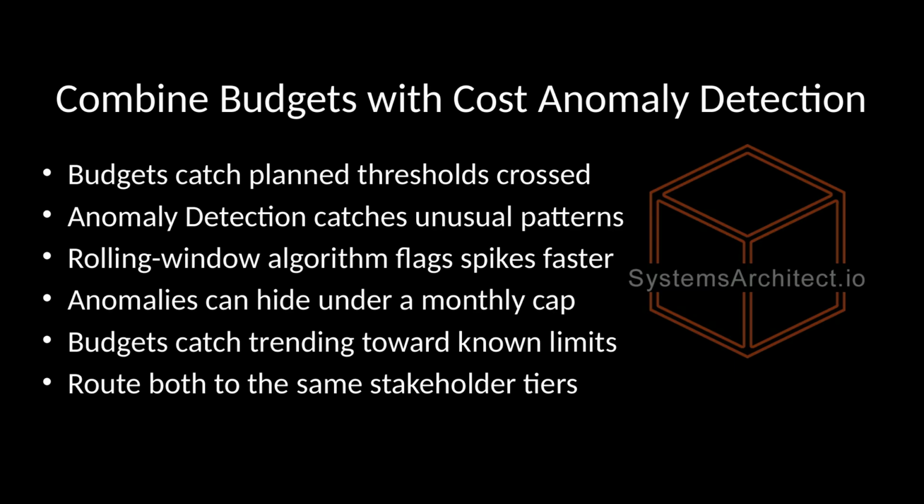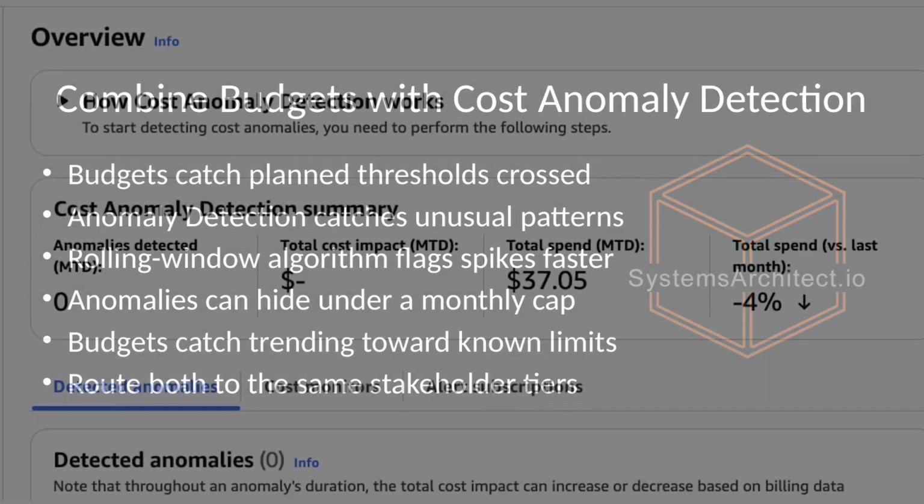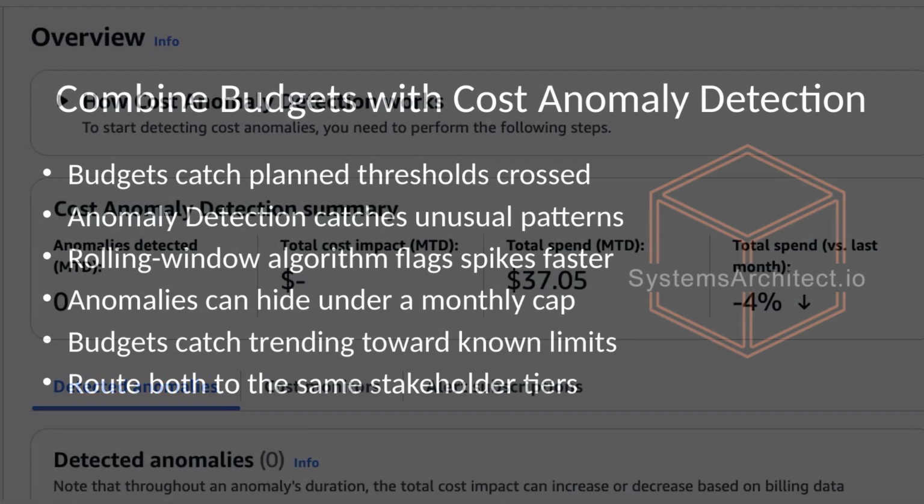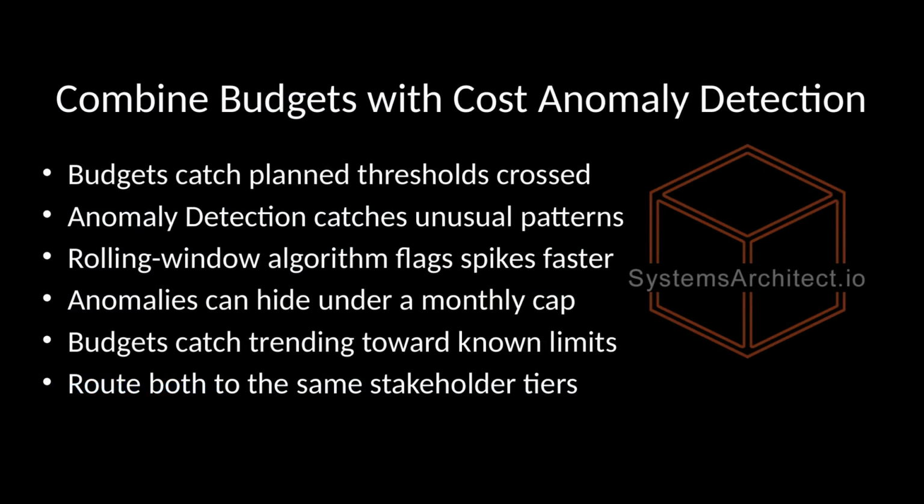11. Combine budgets with AWS cost anomaly detection. Run budgets alongside cost anomaly detection so planned thresholds and unexpected spikes are both covered. Cost anomaly detection's rolling window algorithm flags a spike faster than a simple day-over-day comparison. A budget alone can miss a spike that stays under the cap but is still wildly out of pattern.